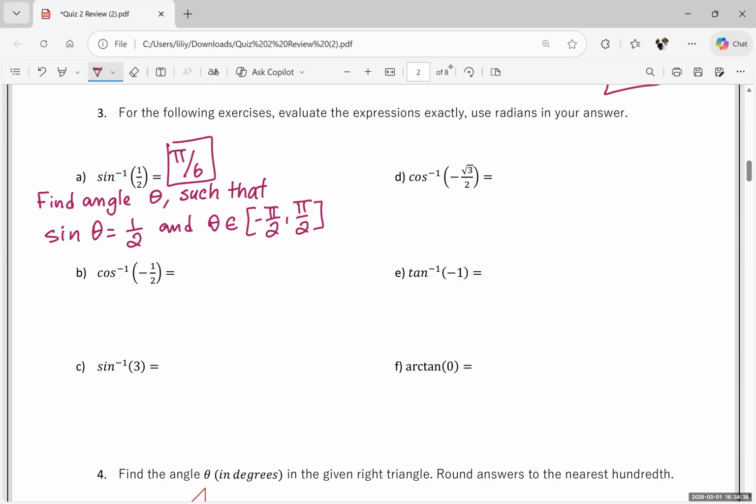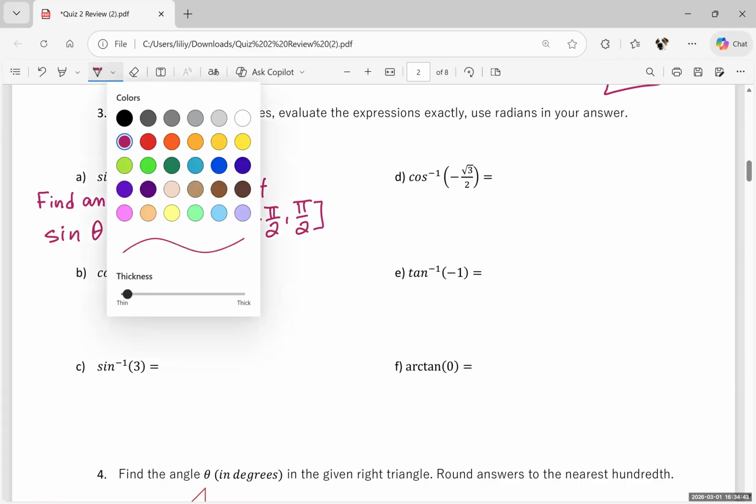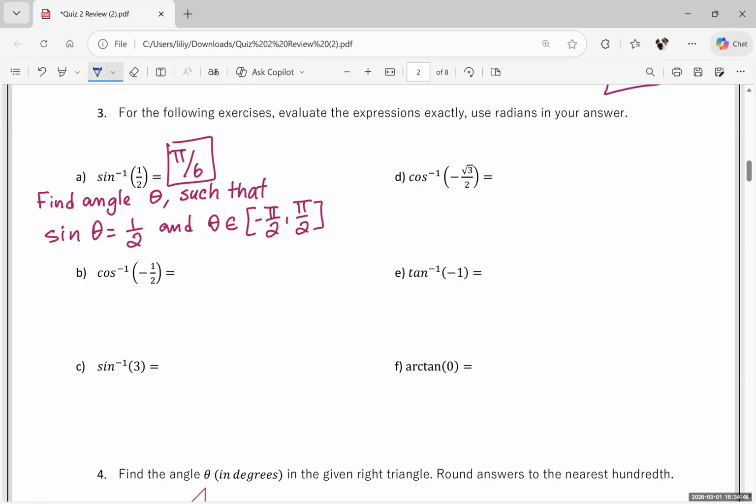I will go down to part B, inverse cosine of -1/2. It's a little bit different for cosine, that's a different interval. So we need to find angle theta such that cosine of theta equals -1/2, and theta is in the interval from 0 to pi this time. Well, cosine is negative in the second quadrant, and the second quadrant is inside this interval, so the answer is just 2π/3. You can look it up on the unit circle.